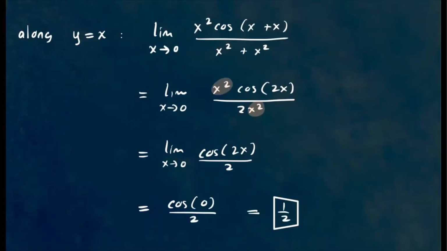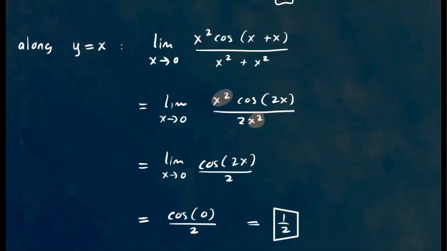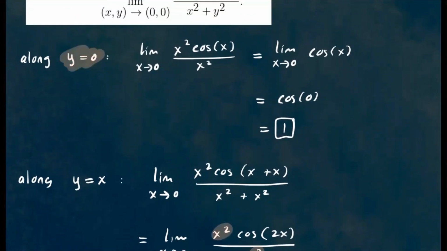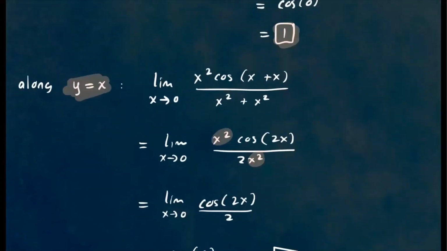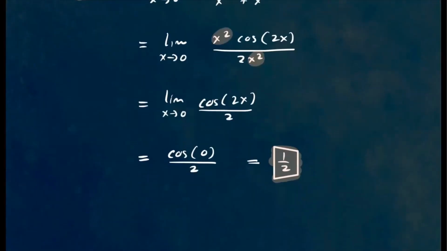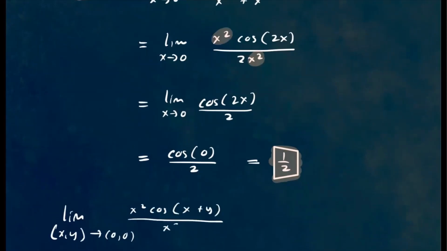All right, so mission success. We have limit values that are different. Along the path y equals 0, our limit is 1. And along a different path, y equals x, our limit is 1/2. Now, since both limits are different, by the two-path test we can say that the limit of the original function as (x, y) approaches (0, 0) of x squared cosine of x plus y over x squared plus y squared does not exist.